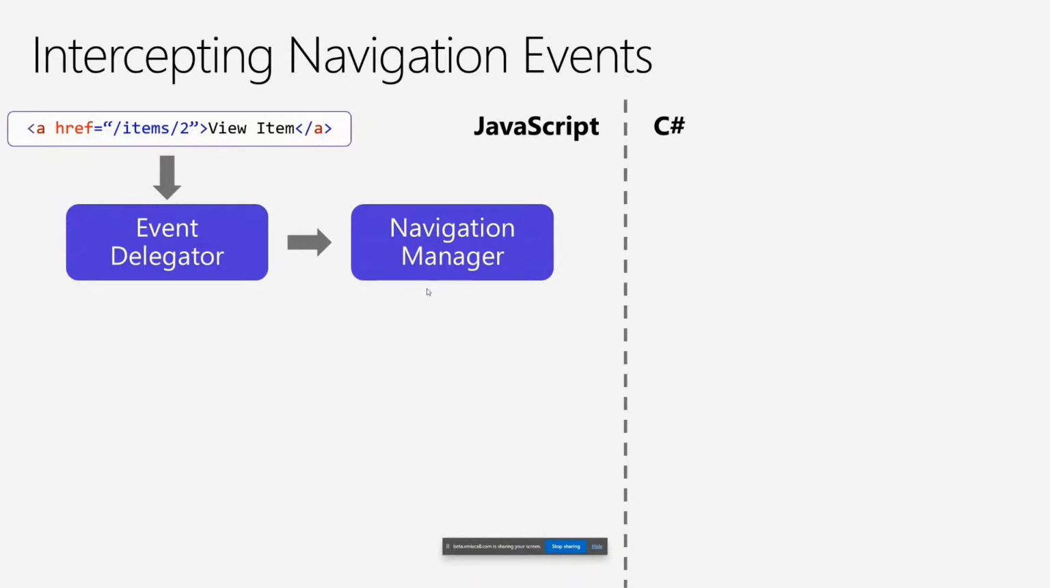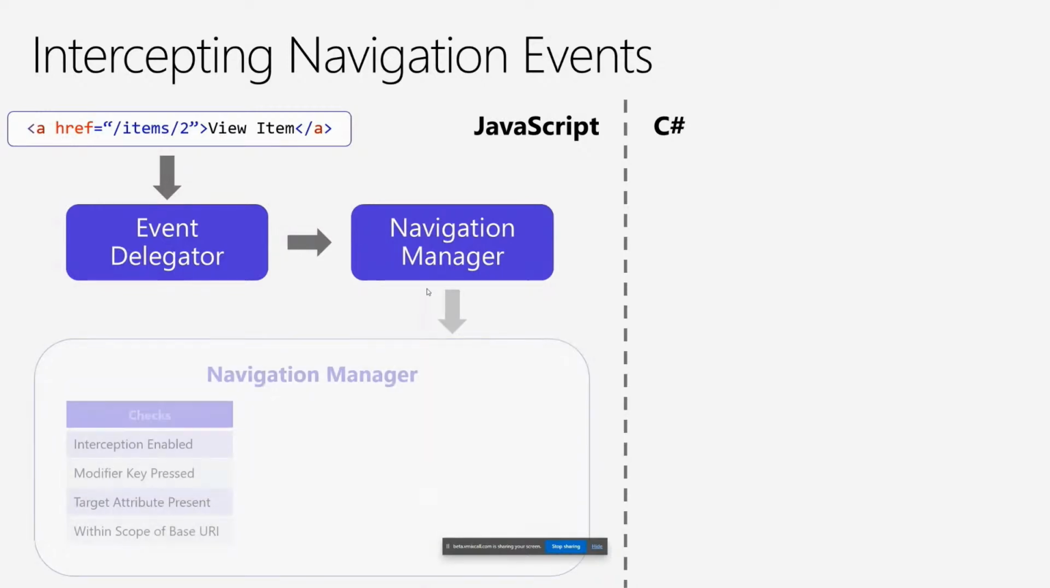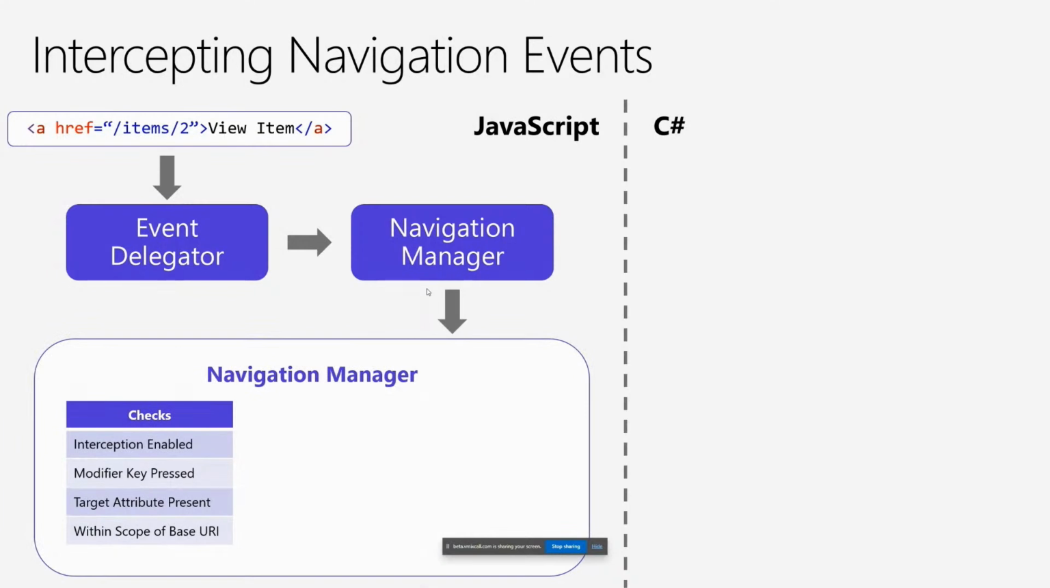So what it does is, when the event delegator invokes the callback that's registered, the navigation manager then goes off and does some checks. Because there's a few things that you need to check when we're doing this stuff. What happens if the user's trying to open a new tab, for example, like they're holding down the control key when they click the link? Blazor shouldn't intercept that stuff. So that's why these extra checks are done.